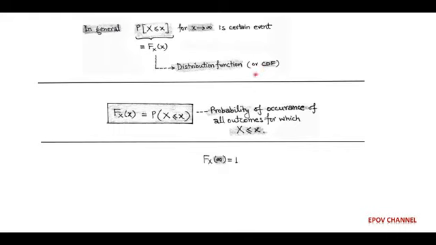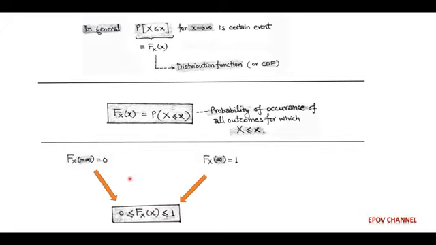And accordingly, as the assigned real number x tends to infinity, the CDF value is equal to 1. And in this case, the event X ≤ x is called a sure event. But when x tends to minus infinity, then the CDF is equal to 0 and the corresponding event is called a null event. So we can say that the CDF or cumulative distribution function is bounded between two values 0 and 1. That is, F(x) is greater than or equal to 0 but less than or equal to 1.